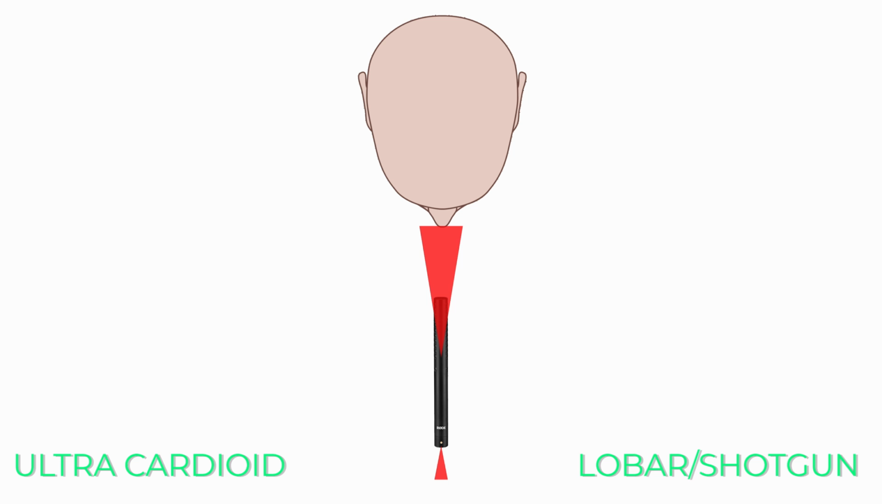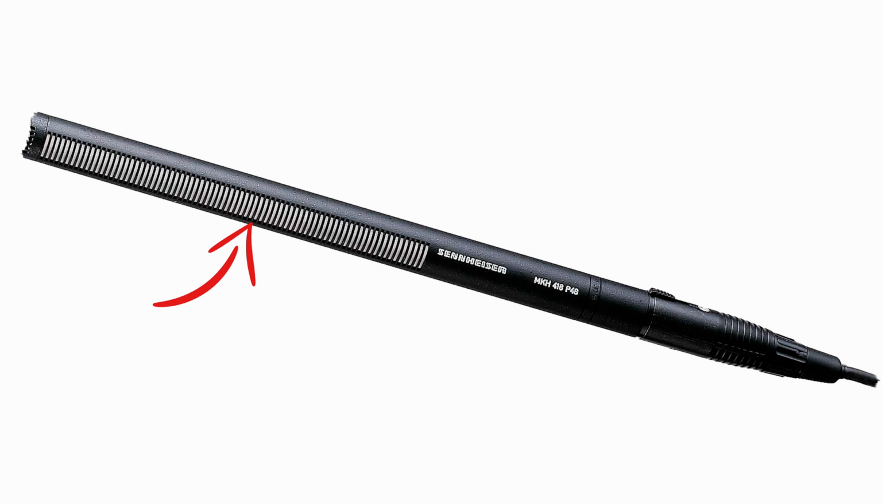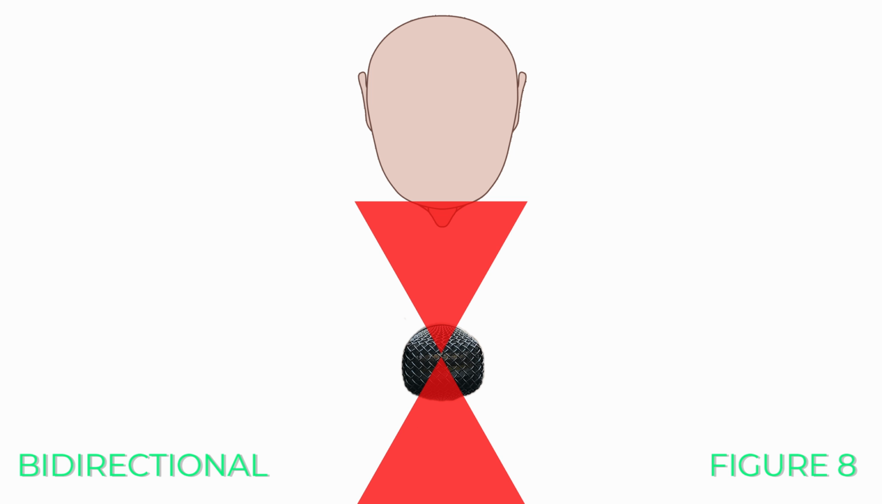The difference here is that if we're talking about a shotgun microphone, then you'll notice there are special grills running down the sides of the microphone, which is one of the things that allow this pattern to be so tight. These grills are there to help reject audio from being picked up by the sides of the microphone. The figure 8 polar pattern picks up audio from the front and back of the microphone, but rejects audio coming from the sides of the microphone.